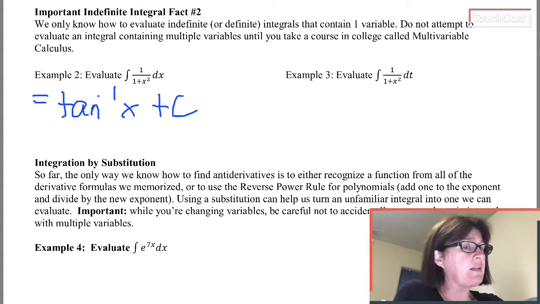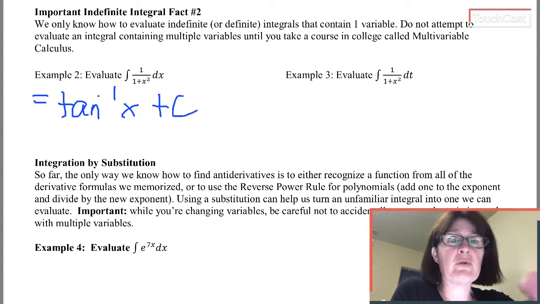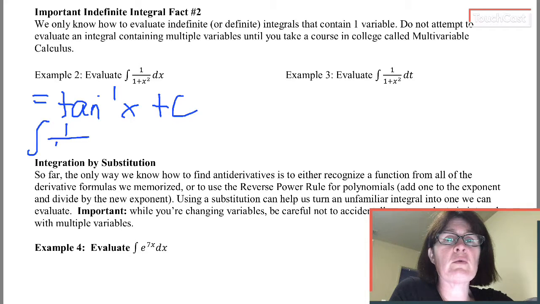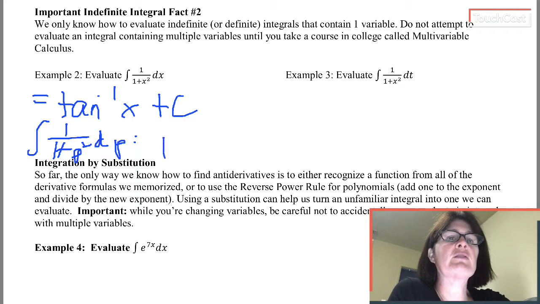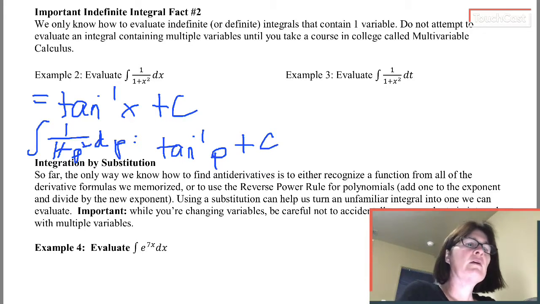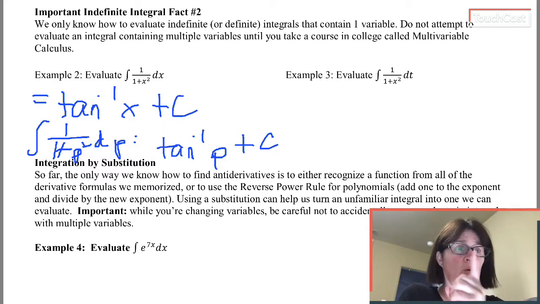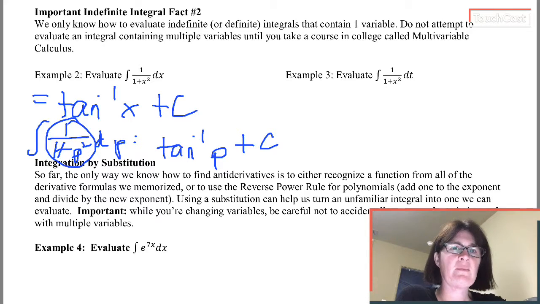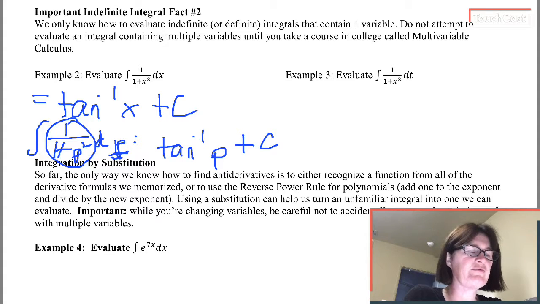Notice I could have asked this question with a different variable. You know how to find the antiderivative of 1 over 1 plus p squared dp. That's inverse tangent of p plus a constant. So it doesn't matter what the variable inside your integral is. It just matters that there is only one variable. Any variable in that function must match this variable of integration. We sometimes call it the dummy variable.